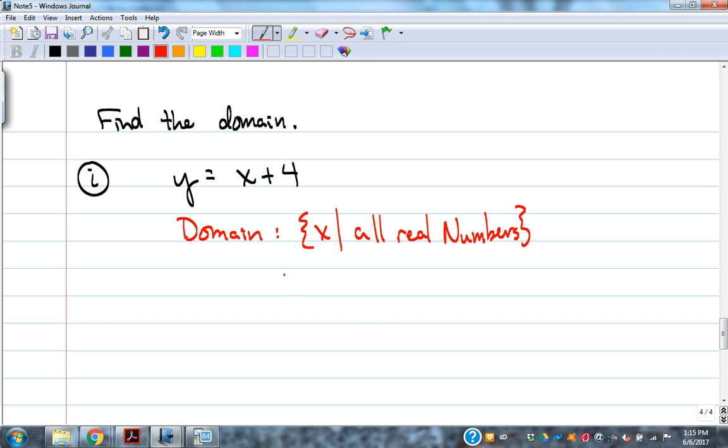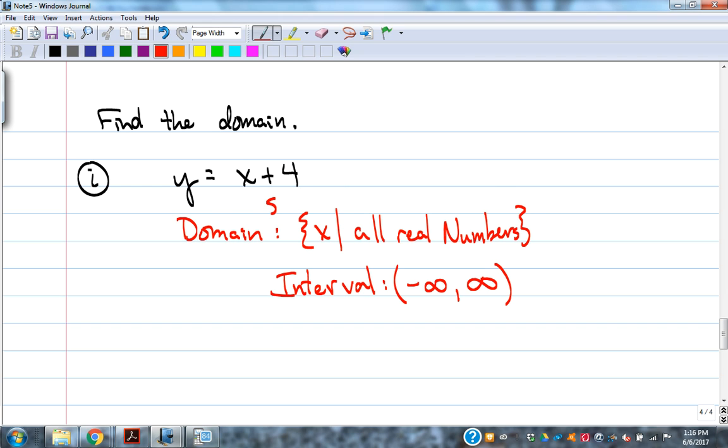The interval notation for that is negative infinity, comma, positive infinity with parentheses on the end. Okay.